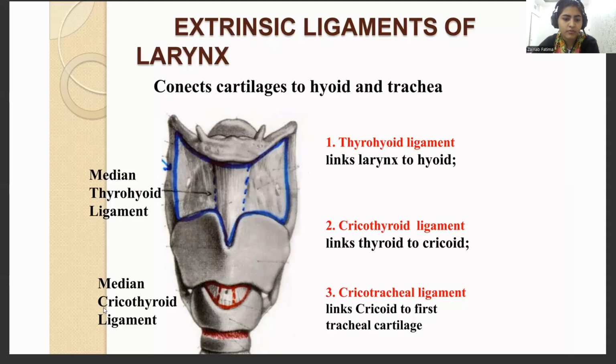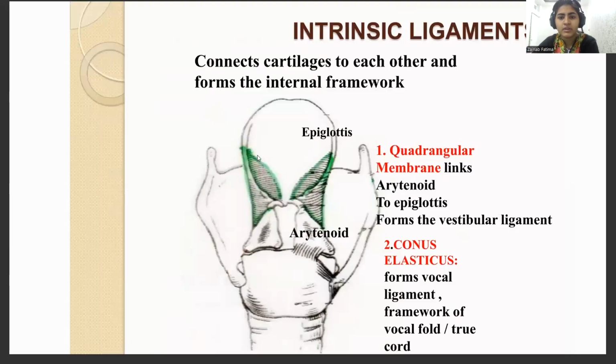Then we have the median cricothyroid ligament. This red one, and blue one is... We will go to the next slide, which is intrinsic ligament. It connects cartilages to each other and forms the internal frame.